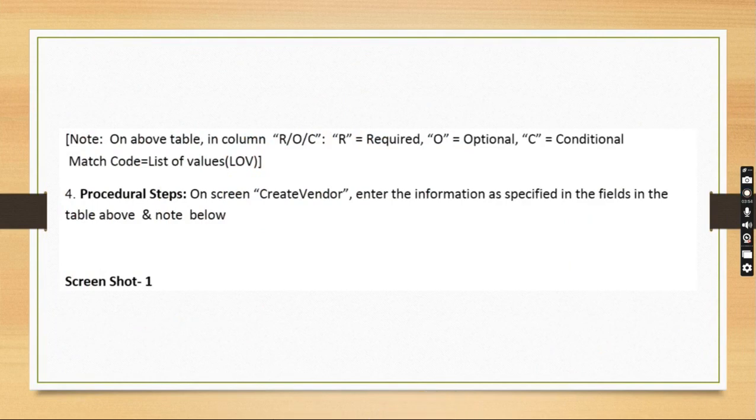In the above table, there are three categories of field: required, which are mandatory; optional, which depends on the client's requirement; and conditional. Procedural step on screen: create vendor. Enter the information as specified in the fields in the table above and note below. Screenshot 1.